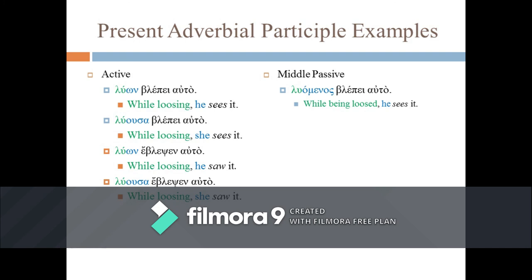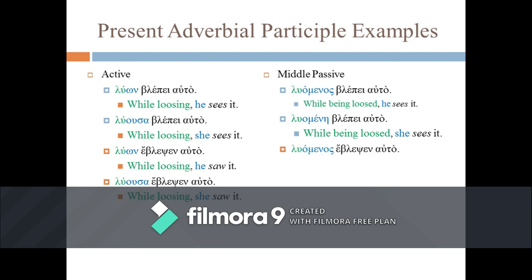The main verb has the subject within it. Luomene blepei auto. This time, feminine ending. While being loosed, she sees it. Luomenos eblepsen auto. In this case, we have a past tense. That doesn't matter. What matters is this is continuous. It happens at the same time as the verb. While being loosed, he saw it. And luomene eblepsen auto, again, continuous, happens at the same time as the verb, this time feminine, while being loosed, she saw it.